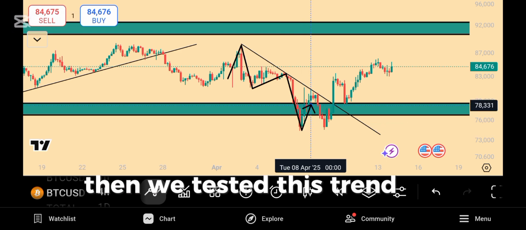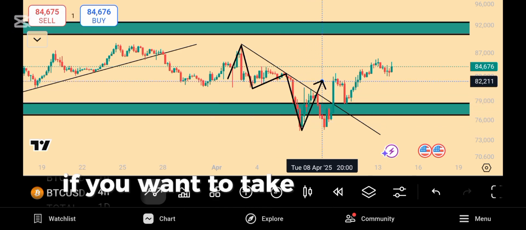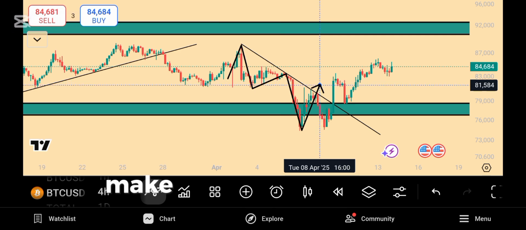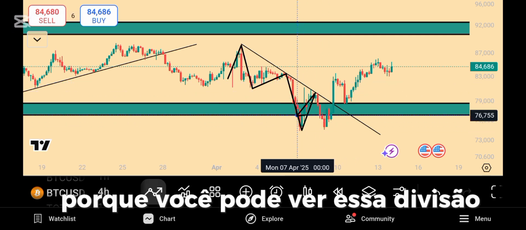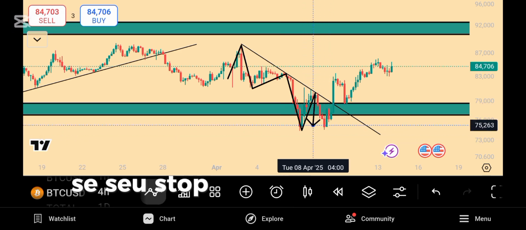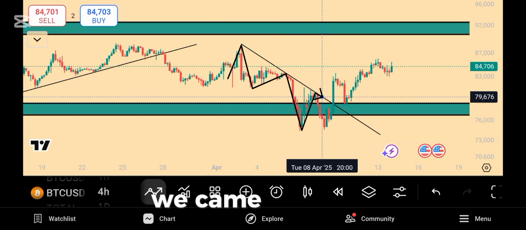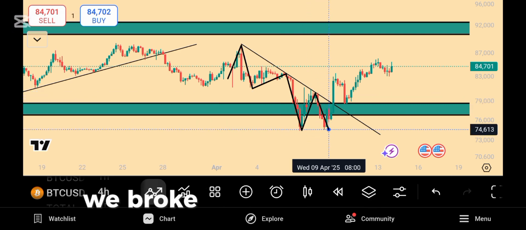Then we tested this trend line. That's why if you want to take any deviation trade, make sure there is a confluence of a trend line, because you might see this deviation form and then take a trade from here, and it will come down here and probably take you out if your stop loss is around this level. We came back here, hit this trend line, pulled back, forming a double bottom, and then at this point we broke out of this trend line.